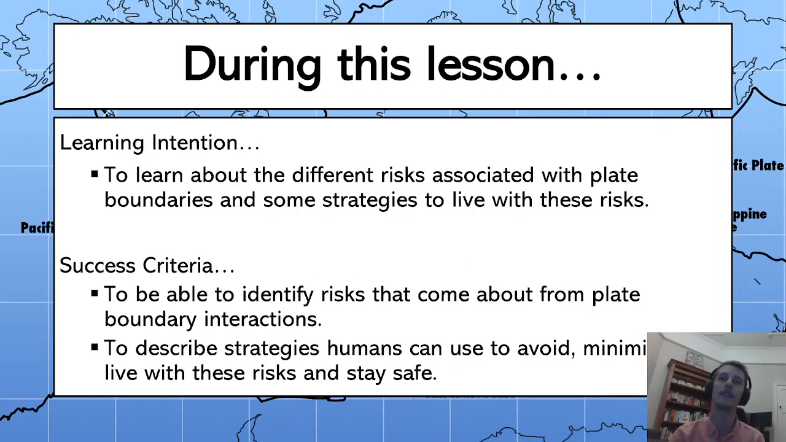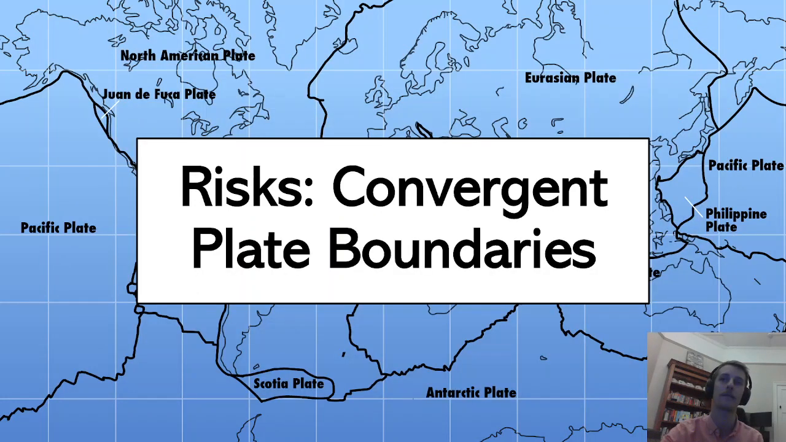So during this lesson, you're going to learn about the different types of risks associated with plate boundaries and learn some strategies to live with these risks. And to be successful in this lesson, you need to be able to identify the risks that come about from plate boundary interactions and to describe strategies humans can use to minimize, avoid, or live with the risks and stay safe. So to make this easier for you guys, we're going to break it down into 3 parts. Or 4 parts actually, but we're going to break it down into each of the different types of plate boundaries.